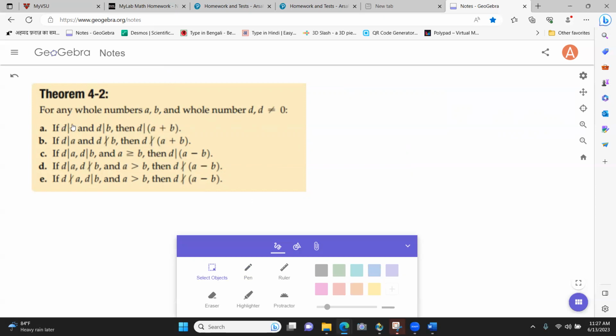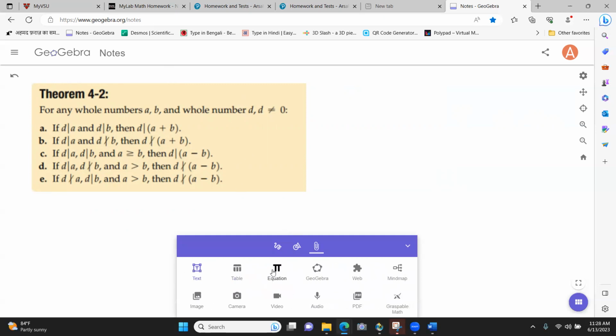So you have D dividing A, D dividing B. If D divides a whole number A, all numbers we're talking about are whole numbers, and D has an added condition, D cannot be zero. So if D divides A, D divides B, then D must divide the sum of A plus B. It's fairly easy to see.